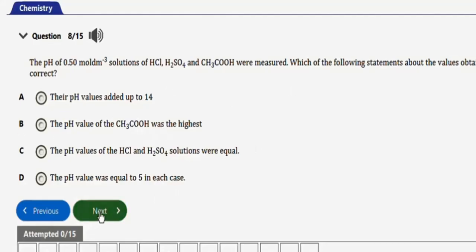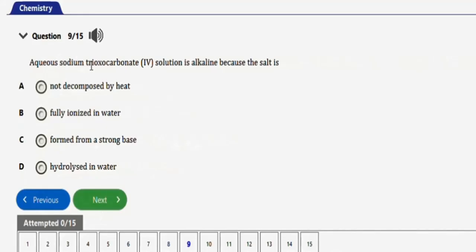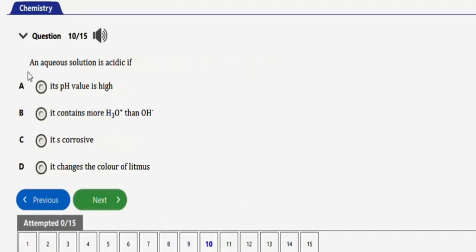Next question. It says aqueous sodium trioxocarbonate(IV) solution is alkaline because the salt is not decomposed by heat? No. Fully ionized in water? No. Formed from a strong base? No. Hydrolyzed in water? Yes. So the right option is option D. Next question. It says an aqueous solution is acidic if the pH value is high? No. It contains more hydroxonium ions than hydroxyl ions? Yes, that's the right option. It's corrosive? No. It changes the color of litmus? No. So the right option is option B.